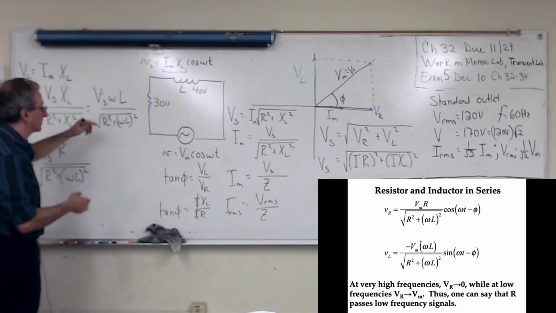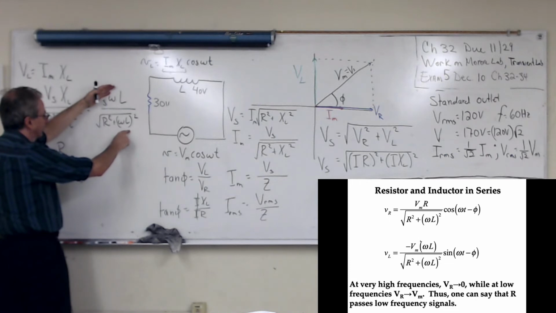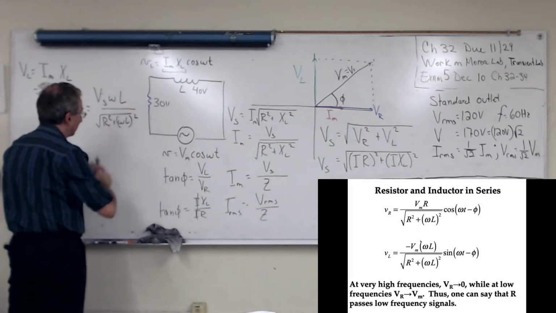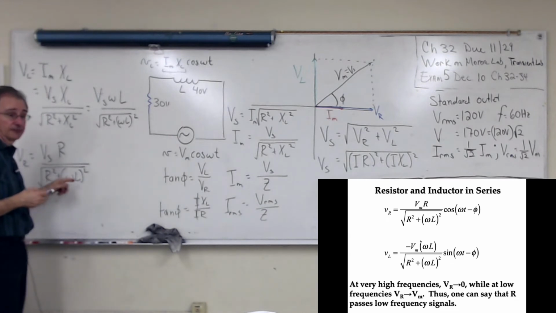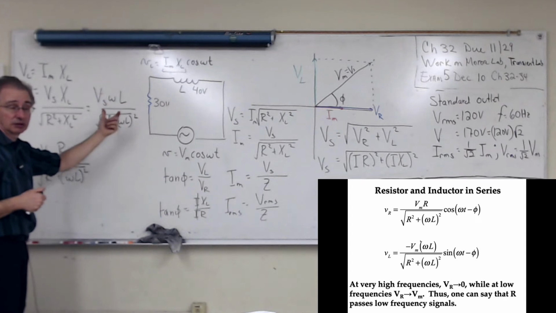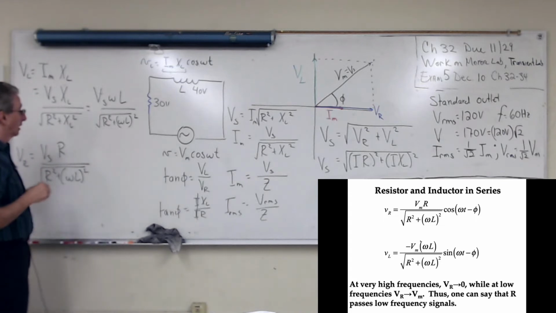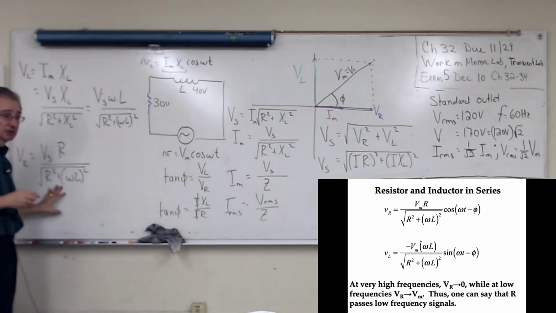This goes to V sub s. This term, omega L over the square root of R squared plus omega L squared, actually goes to V sub s. And this goes to 0. So all the voltage ends up being across the inductor. When omega goes to 0, this goes to 0, and this is a maximum.